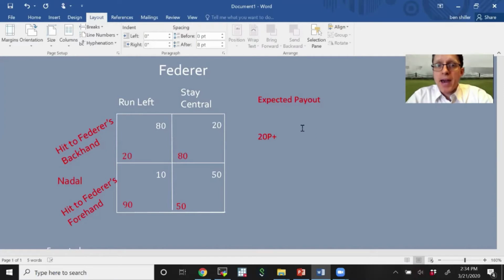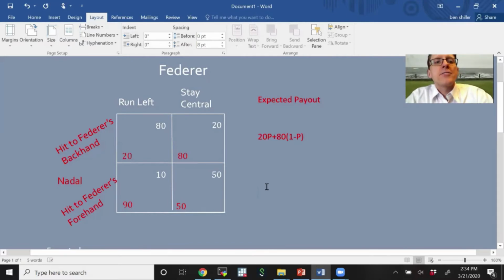And then he gets a payout of 80 with probability 1 minus P. So it's the remaining probability, the probability that Federer stays central. This is the expected payout that Nadal gets if he hits to Federer's backhand side. We can similarly calculate the expected payout that Nadal gets if he hits to Federer's forehand side.